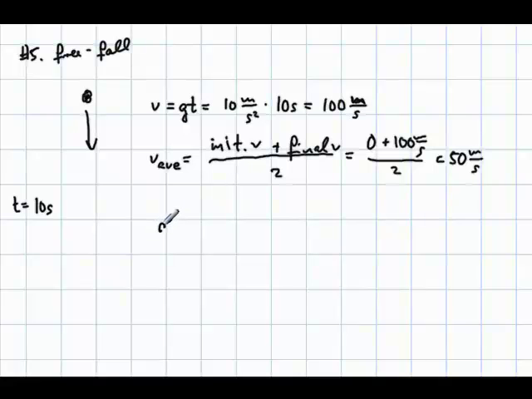How far will it fall? D equals 1/2 gt squared. So that is 1/2 times 10 meters per second squared times 10 seconds squared. So that is 1/2 times 10 is 5, times 10 squared is 100, so 500. All the seconds are canceling, and we come up with 500 meters.